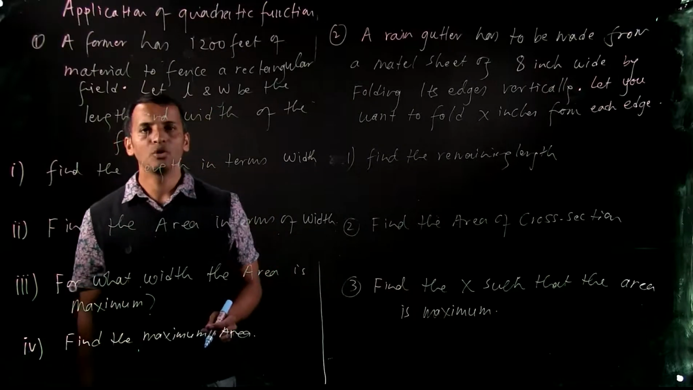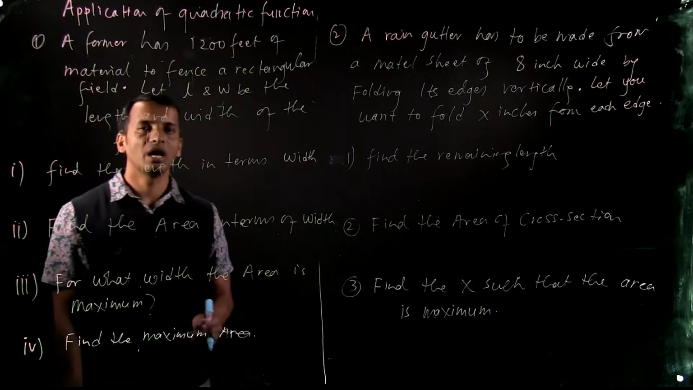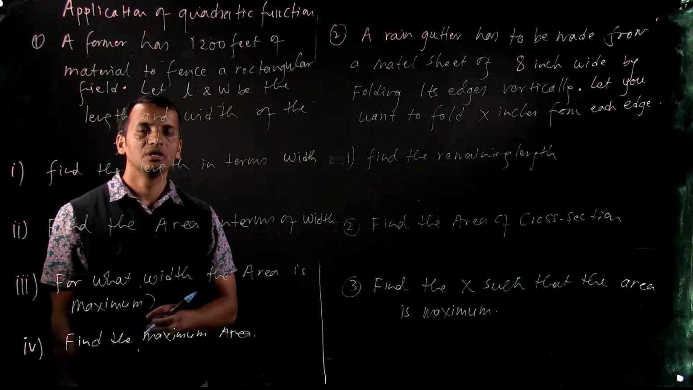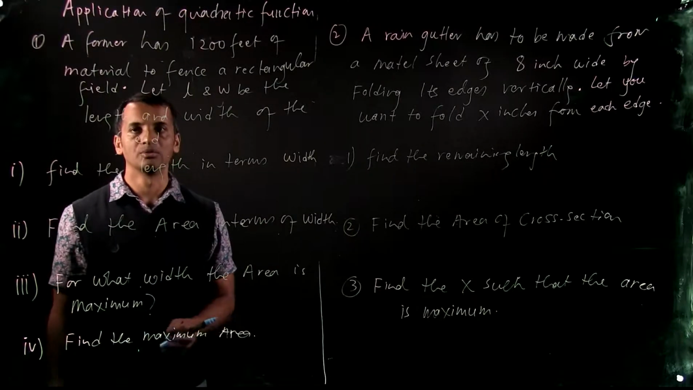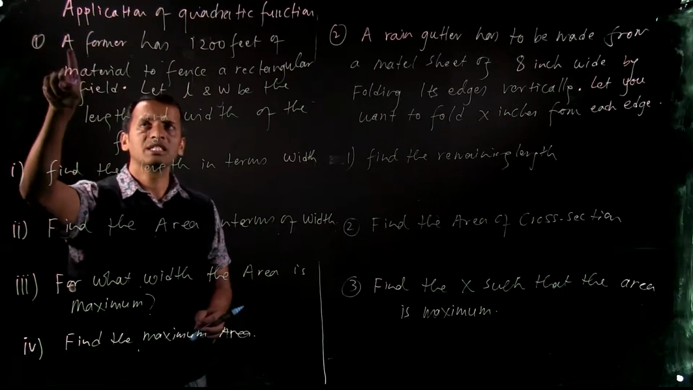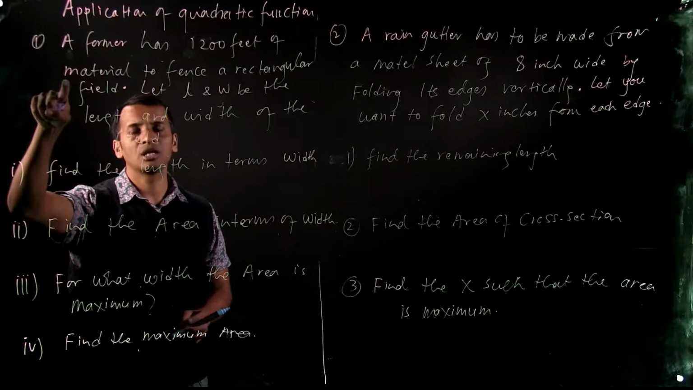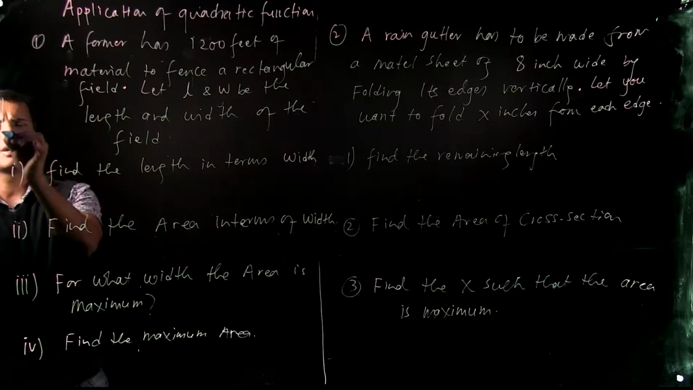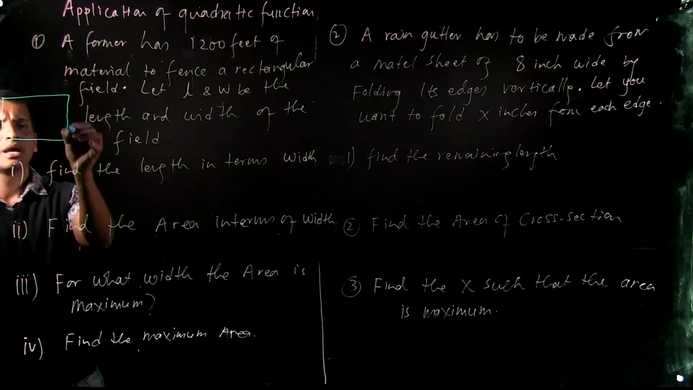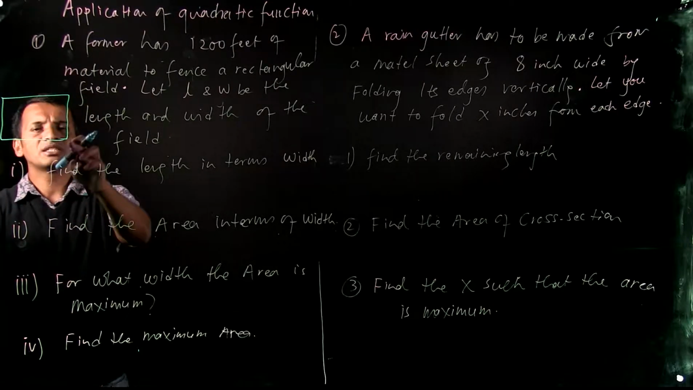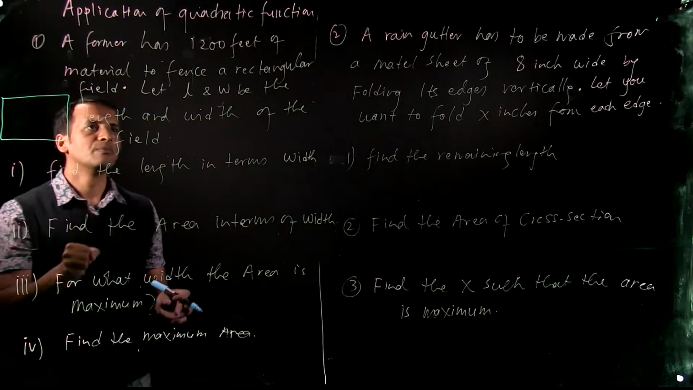Hi, in this video I'm going to show you two examples on how to use quadratic functions in applied problems. The first example is a farmer has 1200 feet of material to fence a rectangular field. So the farmer has a rectangular field and he wants to fence around that rectangular field.